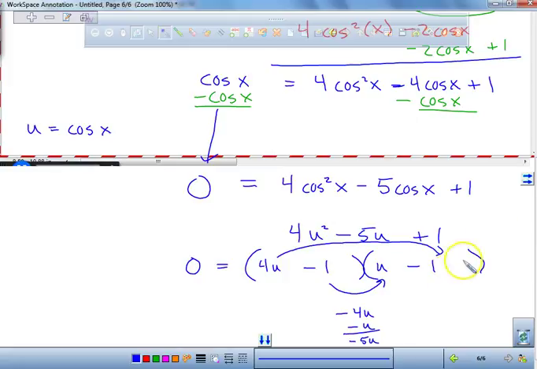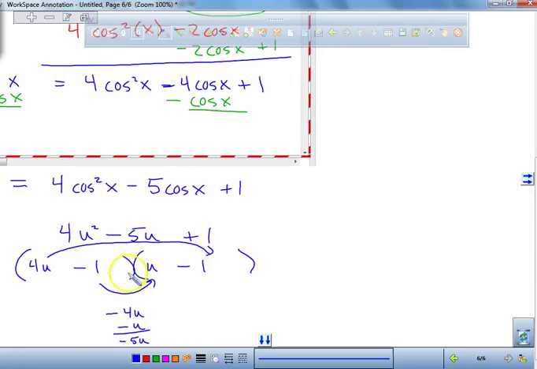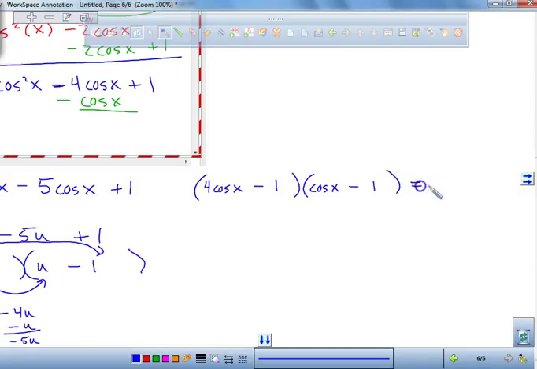Now, just to the right, over here, we're going to replace u with the cosine of x. So instead of 4u, what am I going to write over here? I'm going to write 4 cosine of x minus 1. And instead of u, what am I going to replace u with? The cosine of x. Put the cosine of x minus 1. And what are we setting all of this equal to? We're setting it equal to 0.